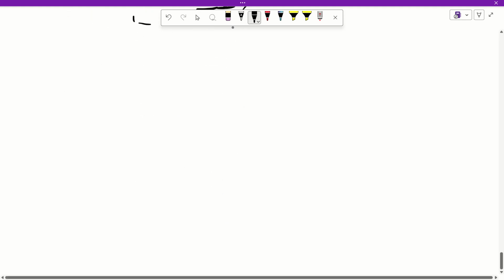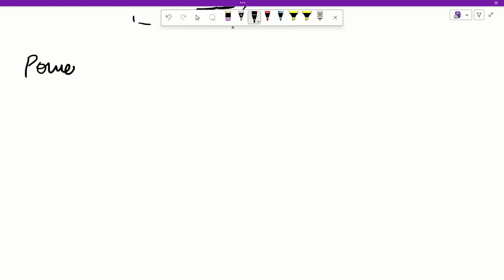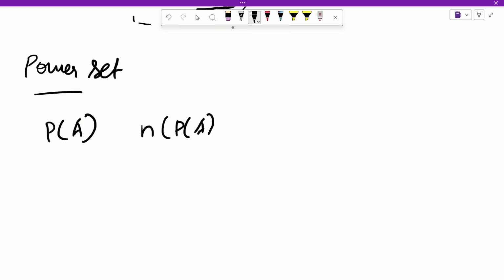Let's go to the next topic. The next topic is called power set. The collection of all subsets of a set A is called the power set of A. It is denoted by P of A. In P of A, every element is a set. The number of elements of P of A is equal to 2 raised to n.